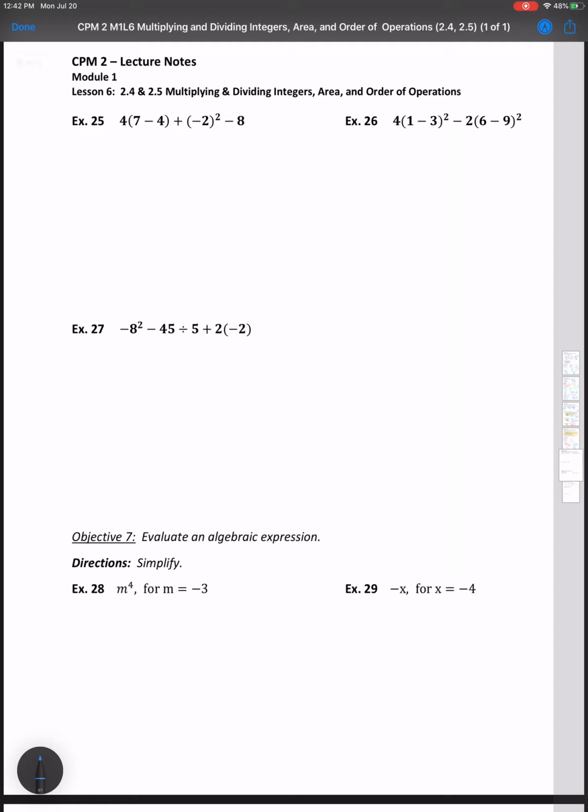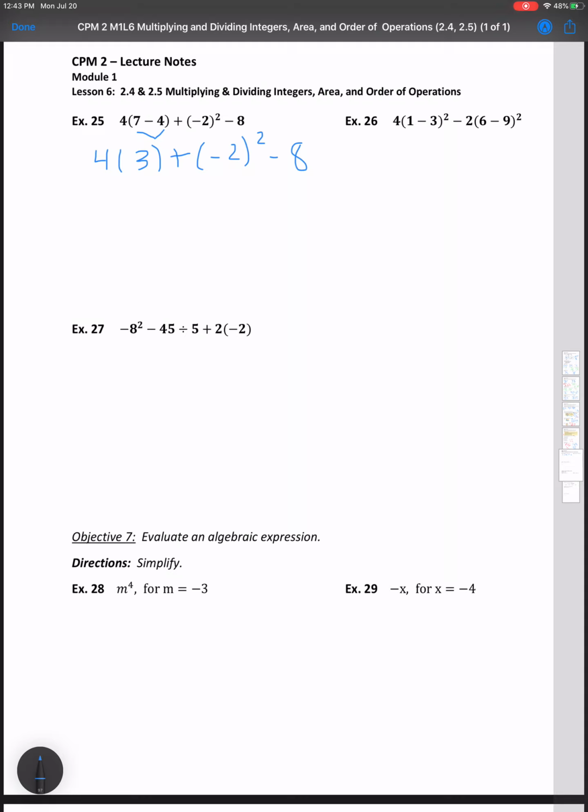Example 25. Okay, parentheses, do I have any? Yes. So I'm going to do 7 minus 4 first. So bring down what I'm not using, 4. What is 7 minus 4? 3. So that's my first step. I'm just going to bring everything else down. So if we think about step number 1, parentheses, I'm done, because what's inside the parentheses I can't simplify further.